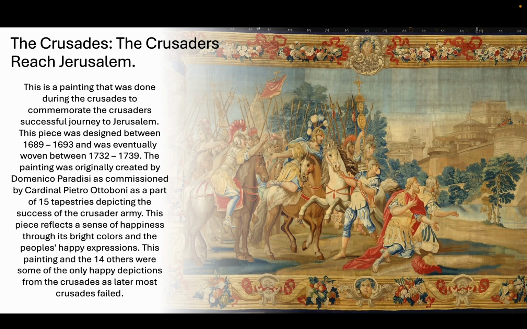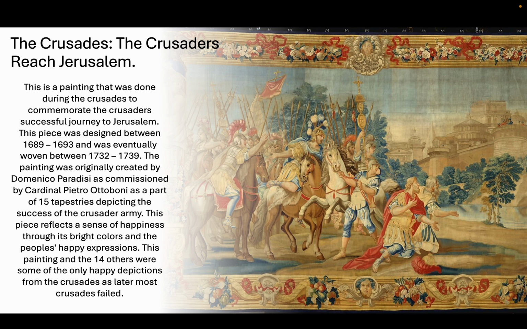The fourth is the Crusades, and this is a painting of the Crusaders reaching Jerusalem, which was one of the only successes that the Crusades actually had. The piece was originally designed between 1689 to 1693, but eventually was woven between the years of 1732 to 1739.